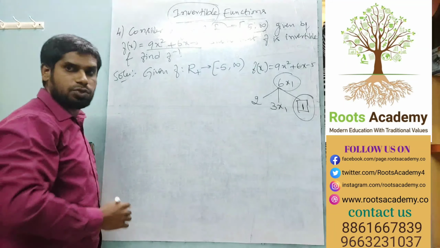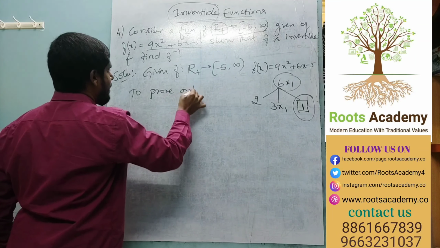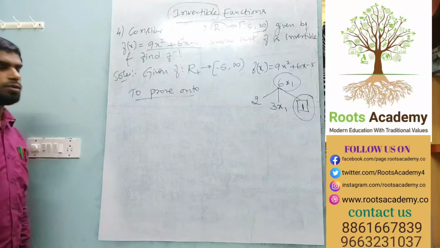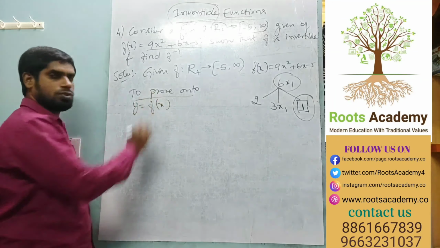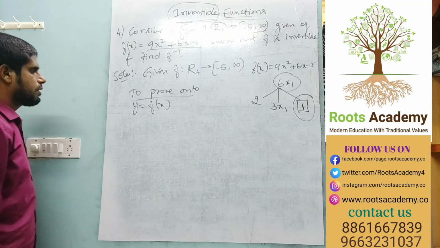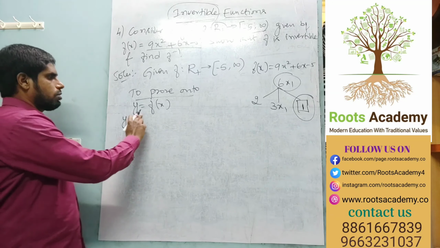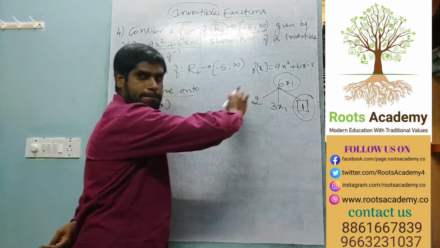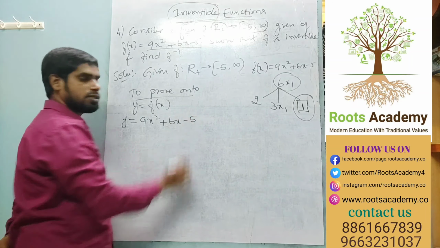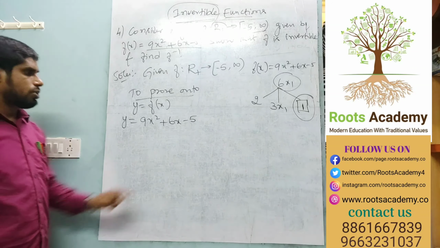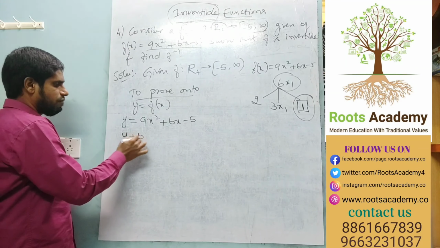Next, let us prove onto function. To prove onto, the condition is y is equal to f of x. What is the value of y? Y is equal to f of x, which is clearly given here: 9x square plus 6x minus 5. Now student, this minus 5 I will shift towards the left-hand side, so that becomes plus 5.